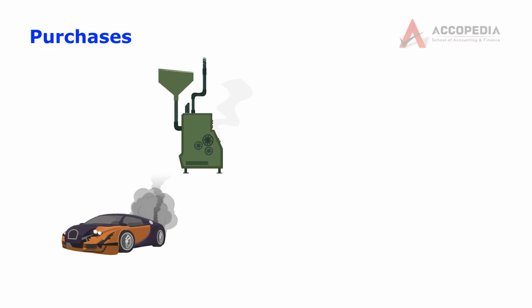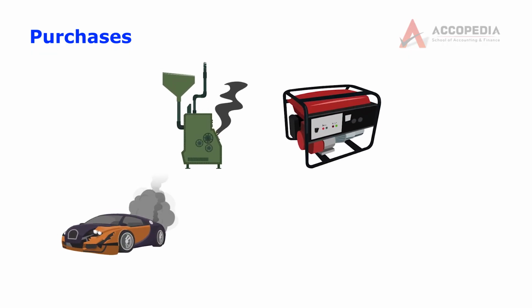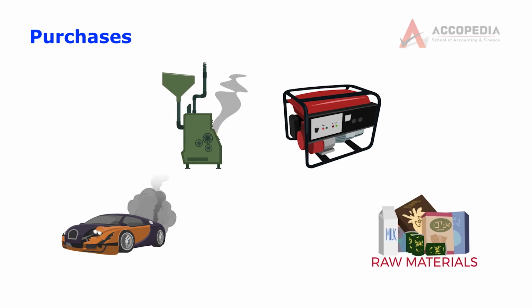The next topic we are going to discuss is about the term purchases. Purchases refers to purchase of goods. Now we usually refer to purchase as anything purchased. We may purchase a car, we may purchase a machinery, we may purchase a generator, or we may purchase raw materials. But in accounting, the word purchase refers to only purchases of goods which are for the purpose of resale or for the purpose of using it in the production of goods and services for resale.